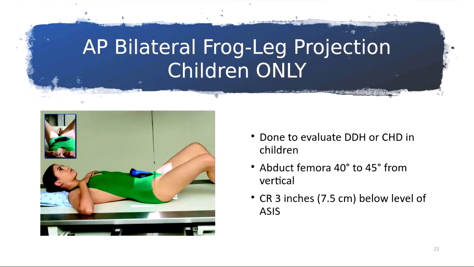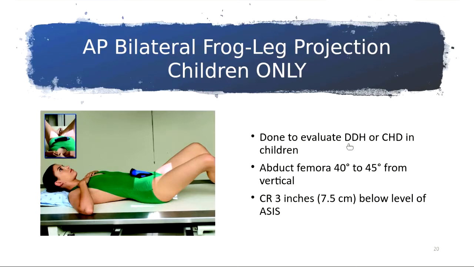Now, the bilateral frog leg that we talked about, or the modified Cleaves, this is on page 280, and this is called AP bilateral frog leg, or a modified Cleaves position. Now, this is done to evaluate DDH or CHD in a child. What is that? DDH is developmental dysplasia of the hip.